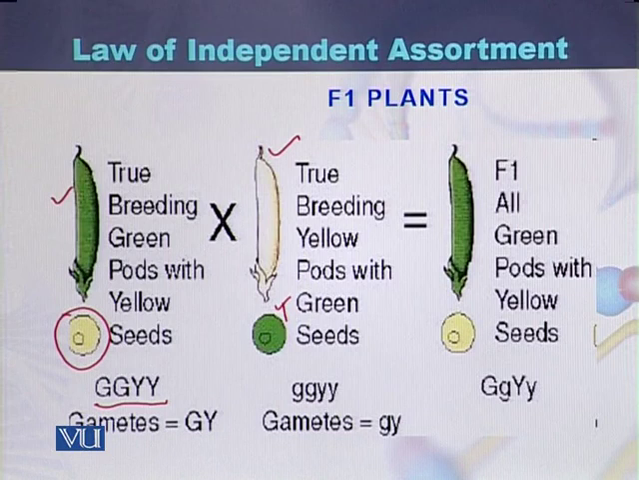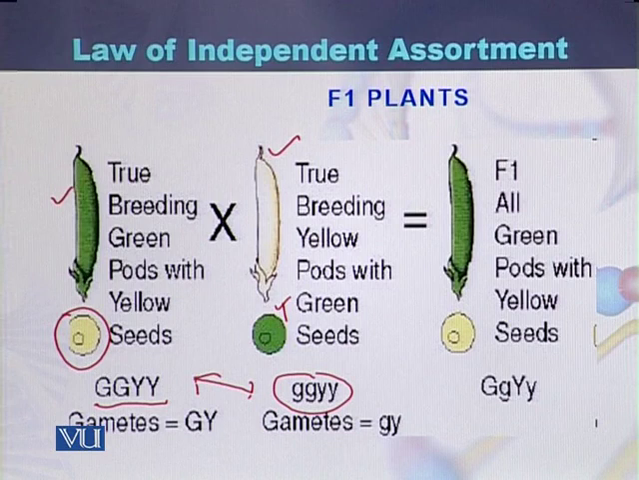So in this case the gametes were small g and small y. As a result of cross pollination between these two plants, all the offspring produced as the F1 generation were producing green pods as well as yellow seeds, but they were heterozygous.